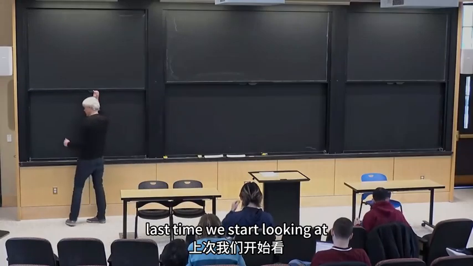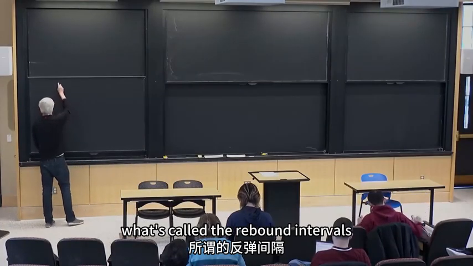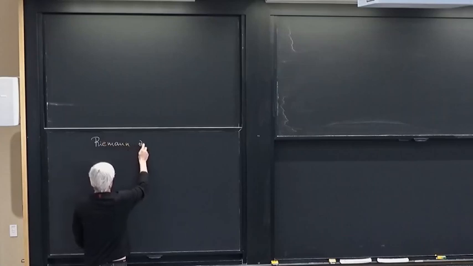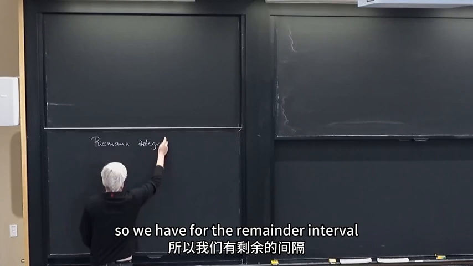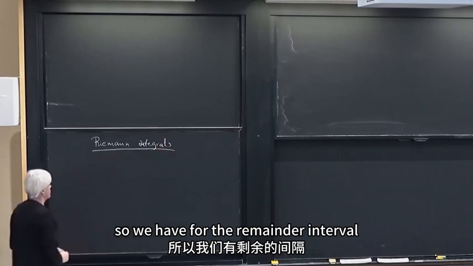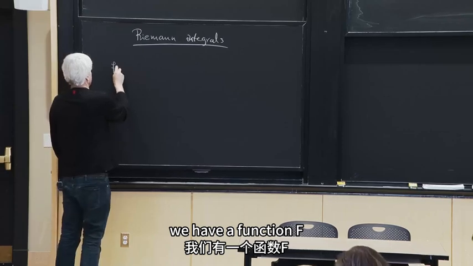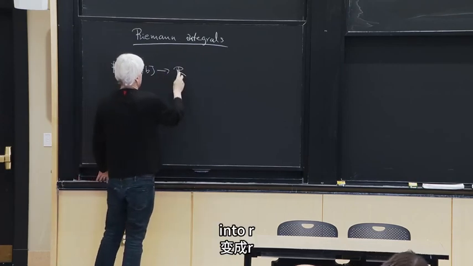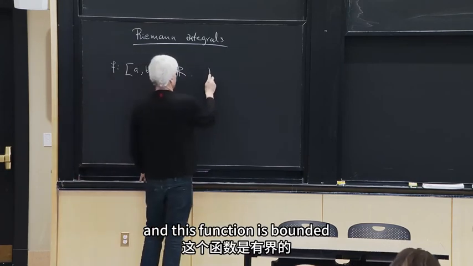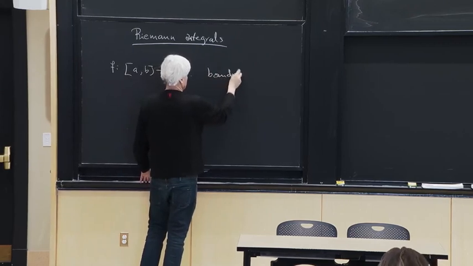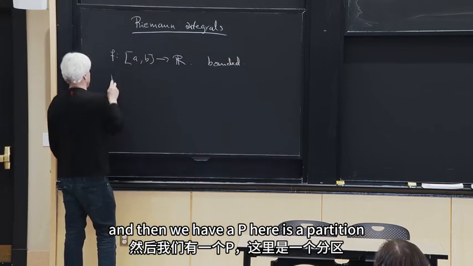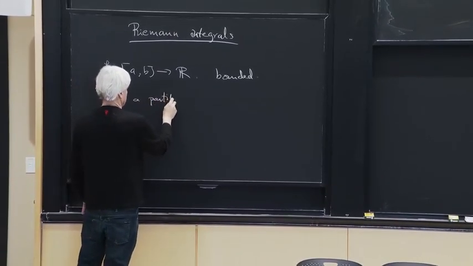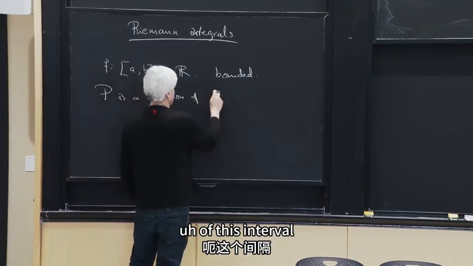Last time we started looking at what's called the Riemann integrals. So for the Riemann integral, we have a function f that is defined on some interval from a to b into R, and this function is bounded. And then we have P, which is a partition of this interval.